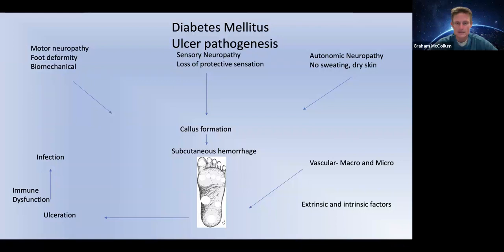So they start forming callus over prominences, and you get subcutaneous hemorrhage. You can only handle certain pounds per square inch for your tissue. And then with repetitive load, you start developing these hemorrhages and then obviously an open wound. There obviously are extrinsic factors as well, like shoe wear, occupation, prolonged standing, whatnot. And then once you get an ulceration, with their poor immune system, then the possibility of a full-blown infection.